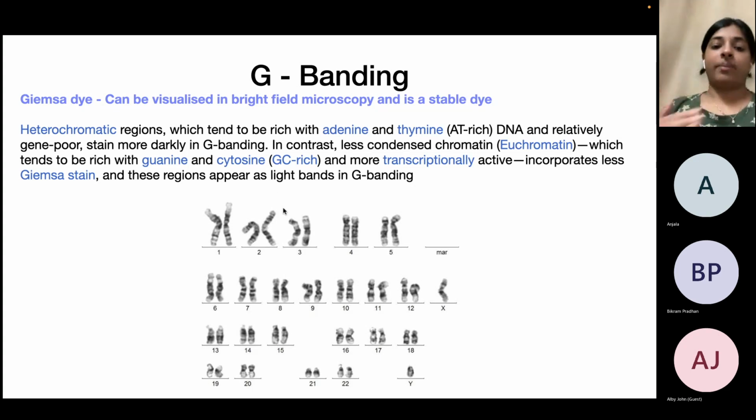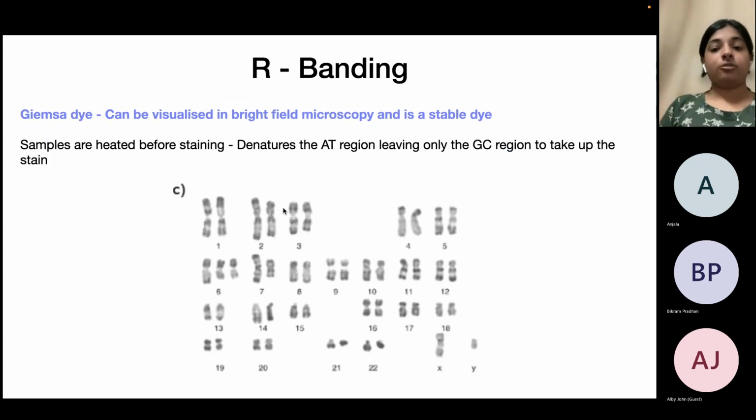So again, there is a banding pattern. AT regions are brighter and GC regions are lighter, because of which there is again a characteristic pattern obtained. Based on a similar technique, but with slightly different processing of the sample, scientists have also developed the R banding technique. In this, before staining the chromosomes with the dye, they heat them to 87 degrees.